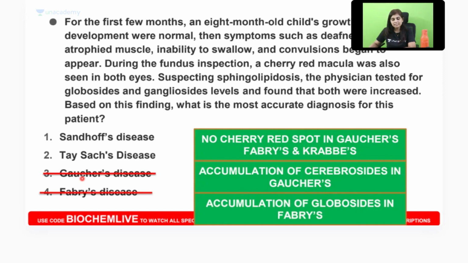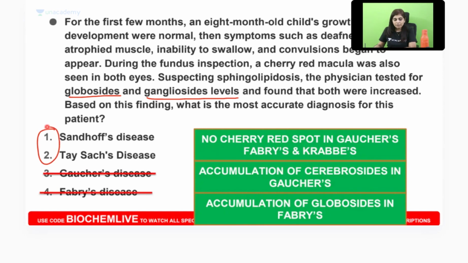But what does the question say? Read the question and tell me. The question says there is accumulation of not only globocyte, there is also gangliocyte accumulation. Okay, so based on this, can we exclude choice C and D? All of you? Yeah, so tell me, what are the two reasons for why I've excluded choice C and choice D? Cherry red spot is not a feature of Gaucher's, Fabry's, and Krabbe's. And in Gaucher's disease, it is cerebrocyte accumulation. In Fabry's, it is globocyte accumulation.